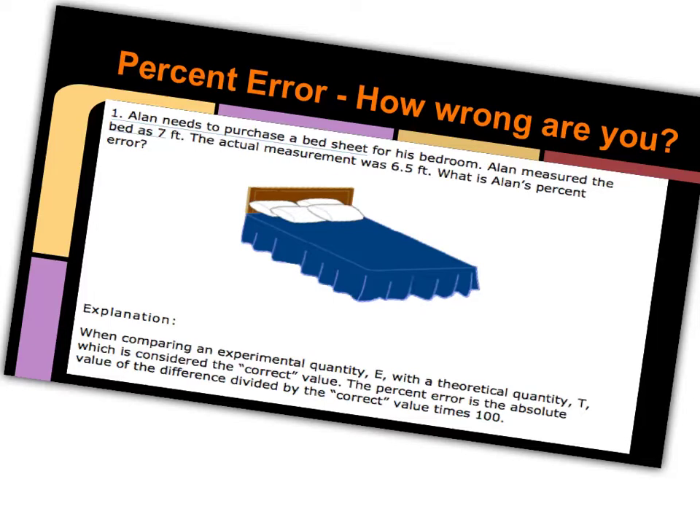So when comparing an experimental quantity with a theoretical one, and we've talked about experimental and theoretical in probability, which is considered the correct value, the percent error is the absolute value of the difference divided by the correct value times 100. Now that just sounds like gibberish, so we're going to cross that out. And let's really look at it on the next slide.